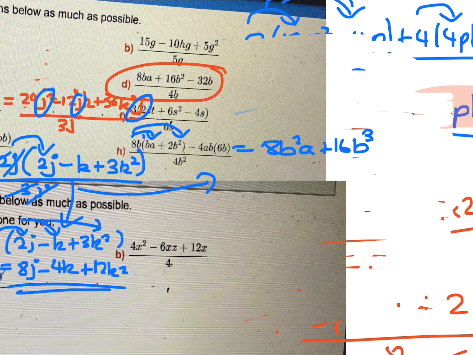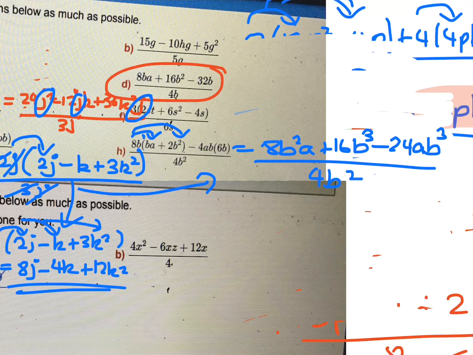Okay, and then let's do the next part. So we go 4, go minus. 4 6s are 24a, and then b times b is b cubed, all over 4b squared. So when you're looking at this, you're looking at what is the highest common factor.